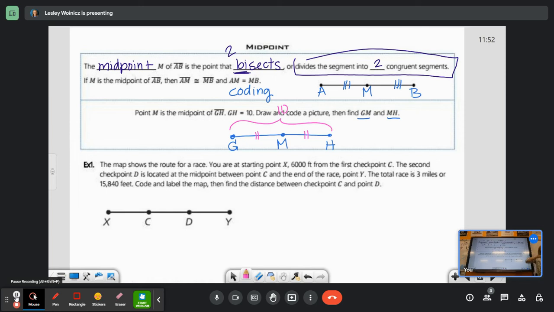Okay, so if the whole thing is 10, what are each of the parts? Yeah. So then we say the measure of GM equals 5, and the measure of MH equals 5. Ta-da!